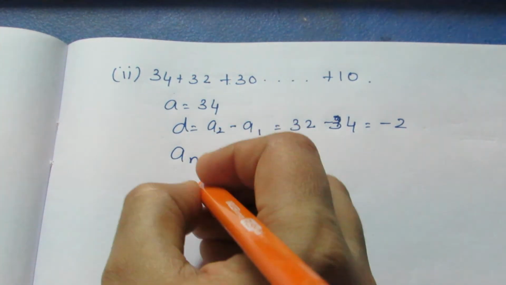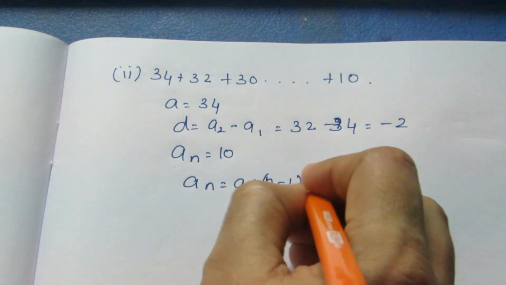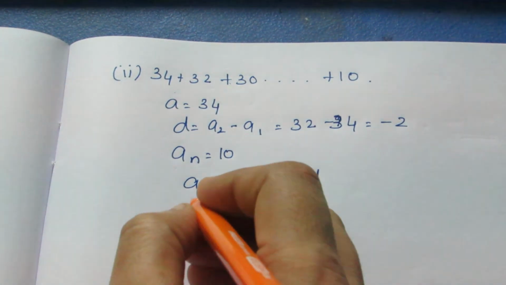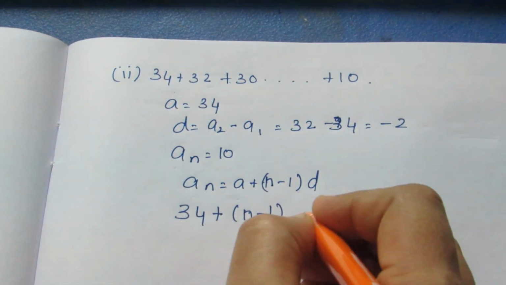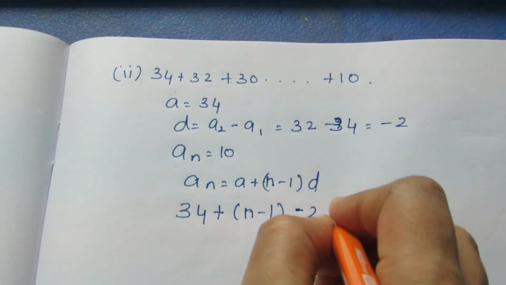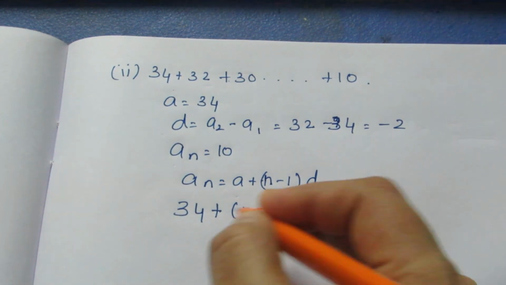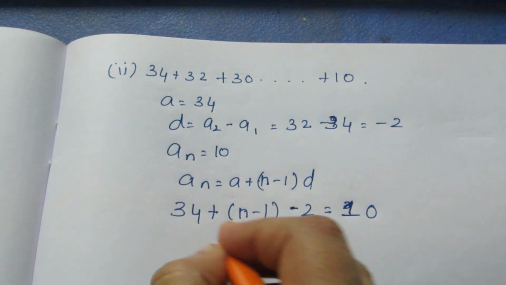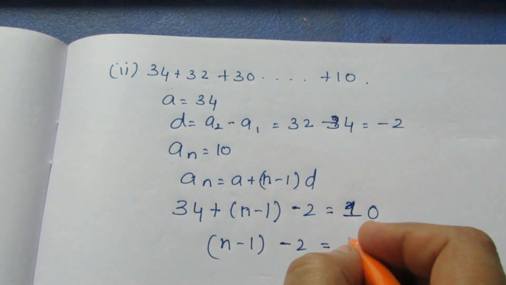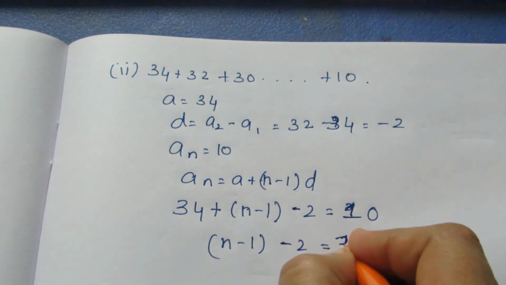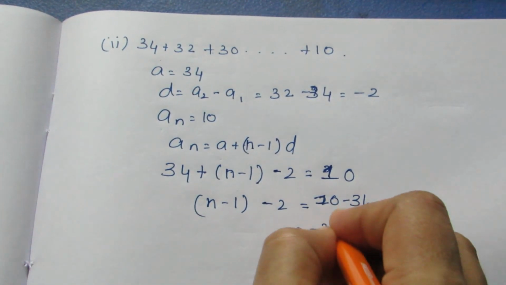Now, substitute the an formula. an equals a plus n minus 1 into d. Here, a is 34 plus n minus 1, which we don't know, times d, which is minus 2, is equal to the last number, 10. I am bringing 34 to this side. So n minus 1 into minus 2 is equal to 10 minus 34, because if I bring 34 to this side, it comes as a subtraction. Here it becomes minus 24.